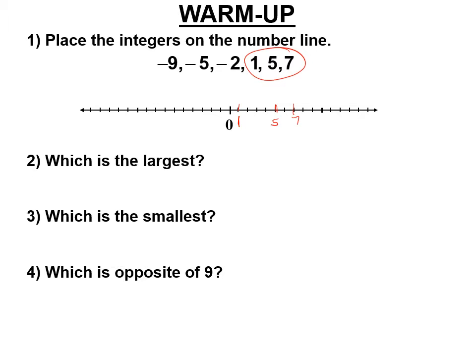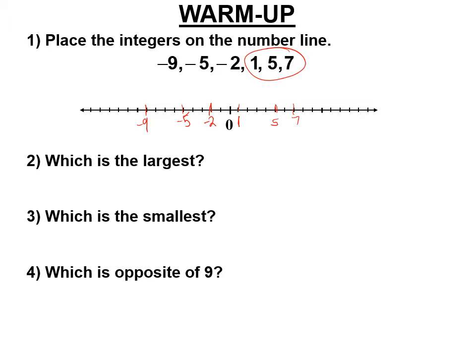Now number lines start at 0, right, and go out in both directions. So next to 0 is negative 1. Here is negative 2, negative 3, negative 4, negative 5. That's a very sloppy 5. Negative 6, negative 7, negative 8, and negative 9.